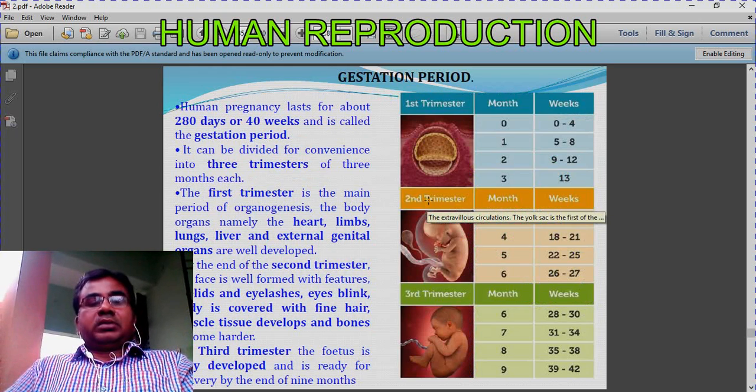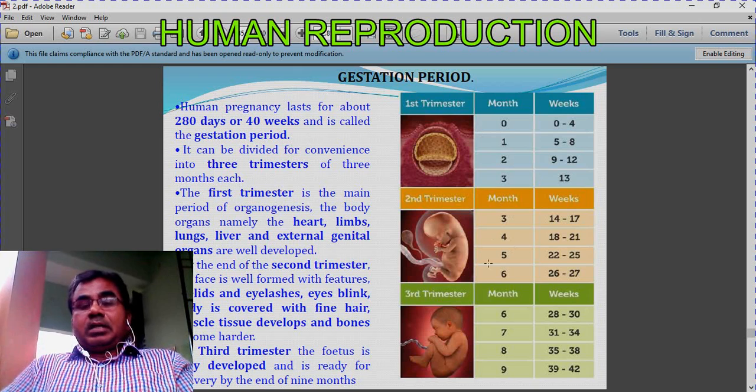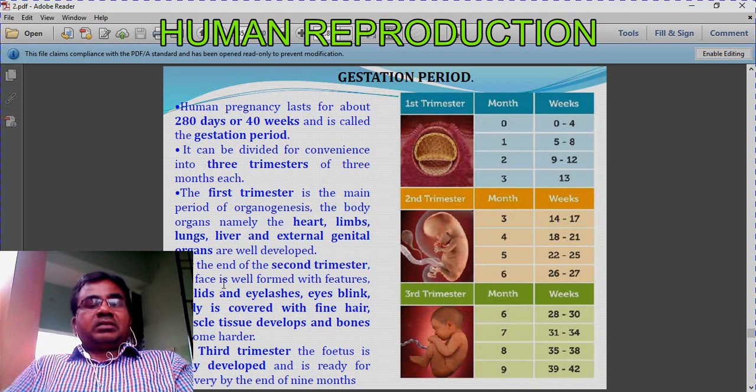Now, the gestation period. In human, the gestation period is about 280 days. And that will be subdivided into 3 trimesters. The first 3 months are first trimester, the second 3 months are second trimester, and the last 3 months are third trimester. Totally 9 months. The gestation period is about 9 months. And in each trimester, specific organs are formed.